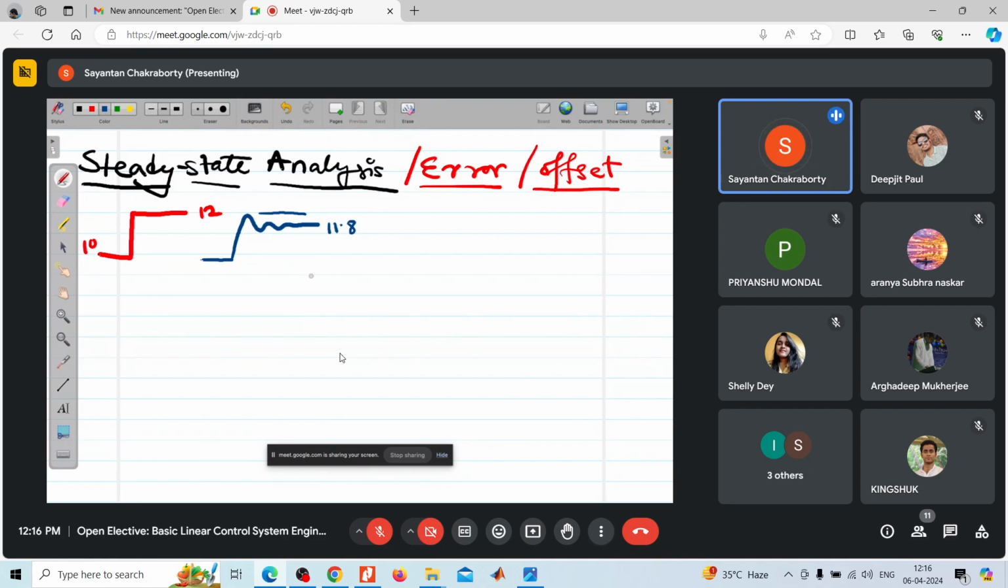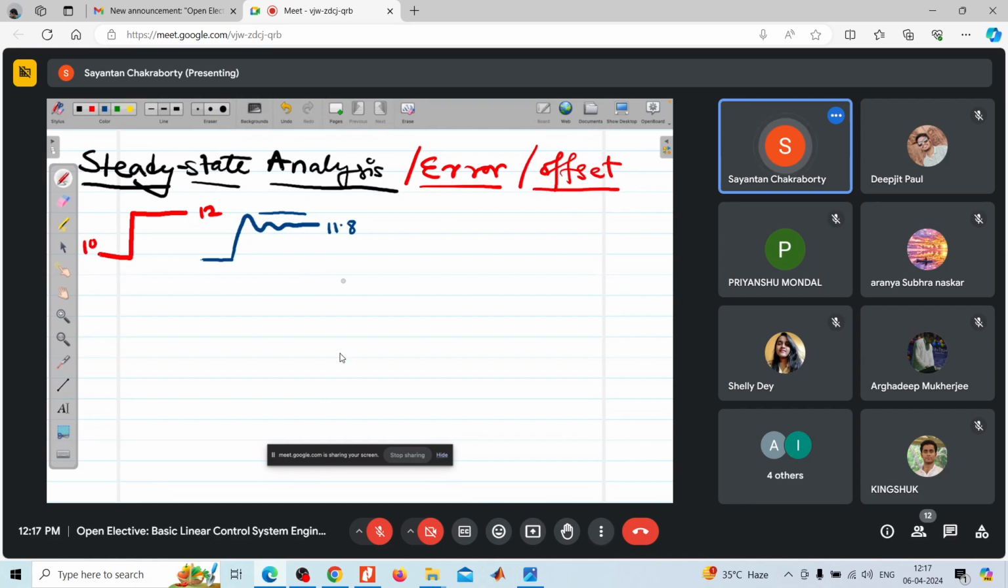Some of this is due to the inherent property of the system that we will discuss, and some of them are due to the imperfections in the system components, right? What are the imperfections? Like static friction, there will be backlash, there will be drift in amplifiers, or more importantly, there will be aging and deterioration that will cause the performance to degrade over time, and that will introduce a steady state offset in the system behavior.